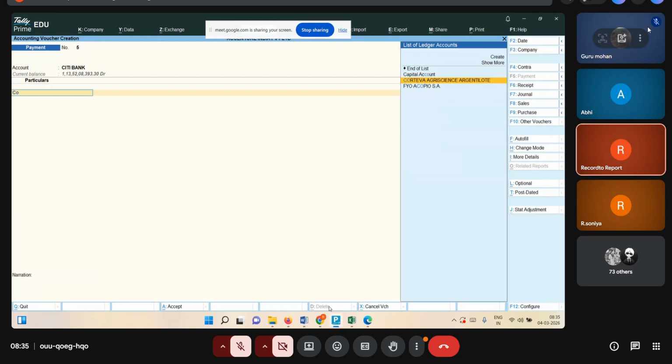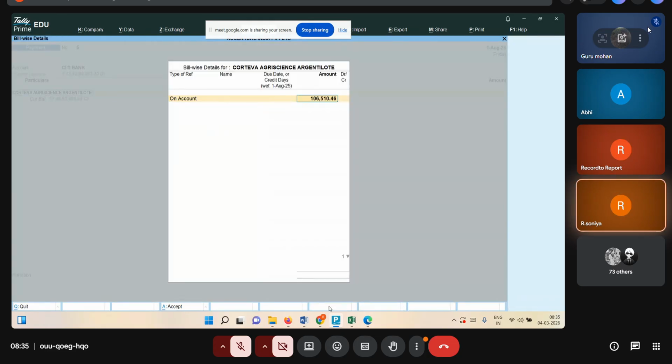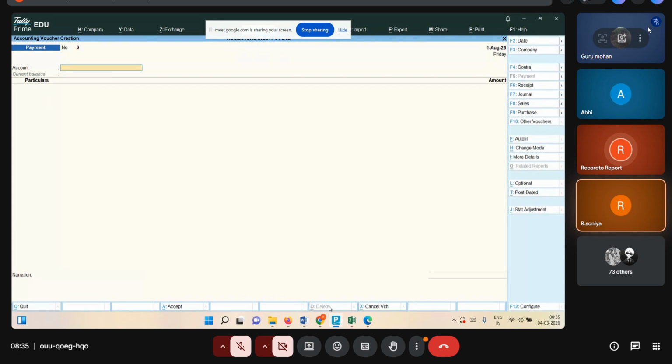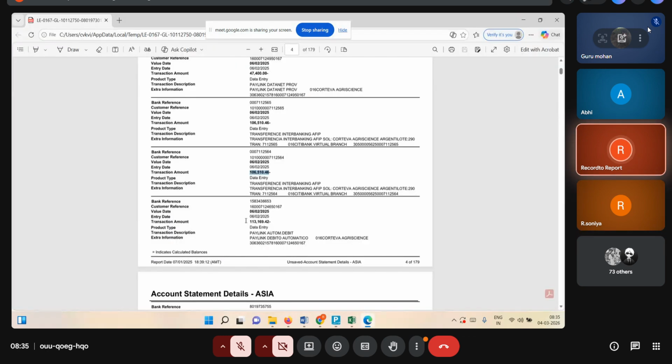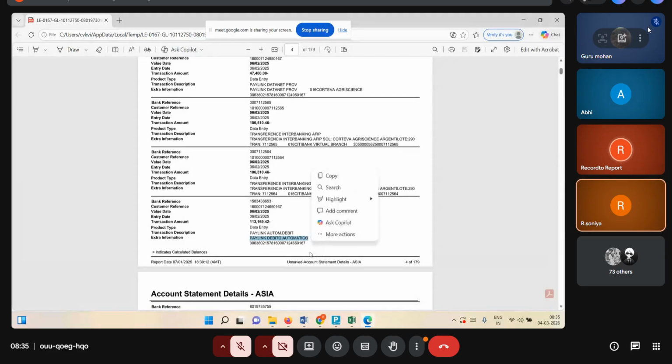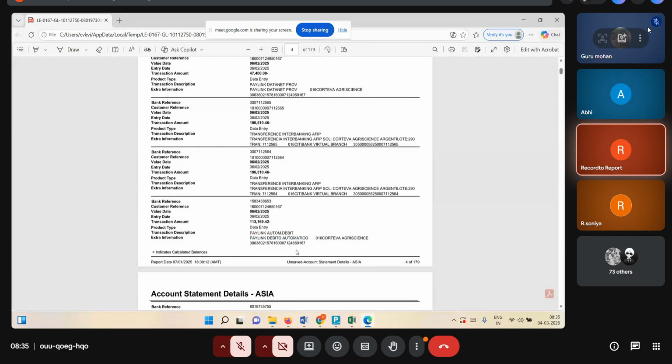Citibank 41. This is the transaction details, guys. So we have one more transaction to whom we made a payment. We made a payment to PayLink, got it. Yeah, PayLink Auto Debit. It is an auto debit, but the payment is made to whom?